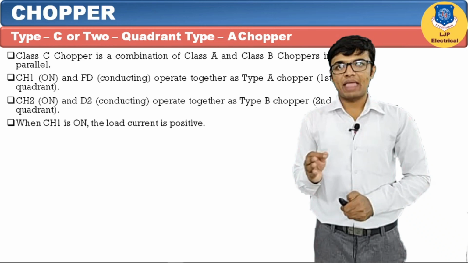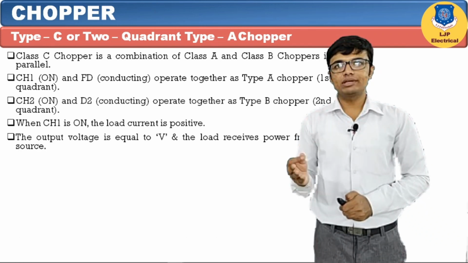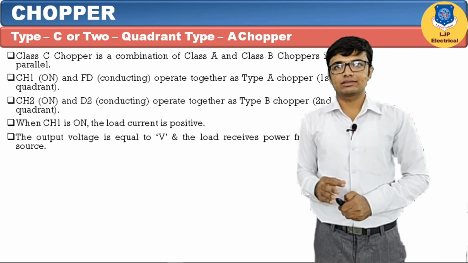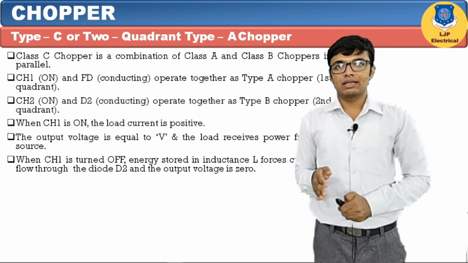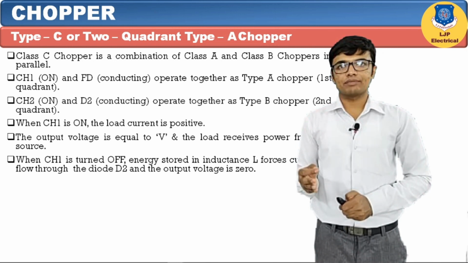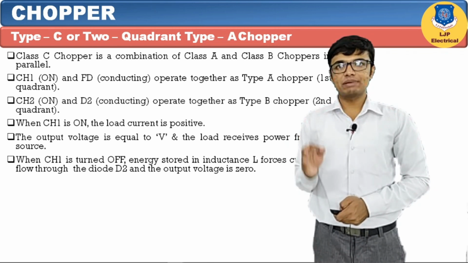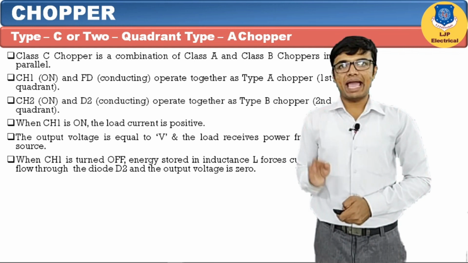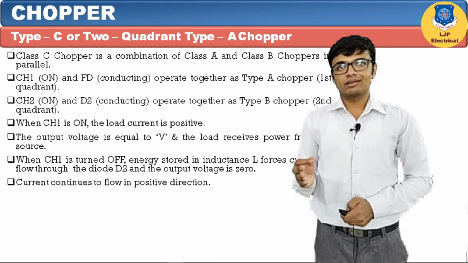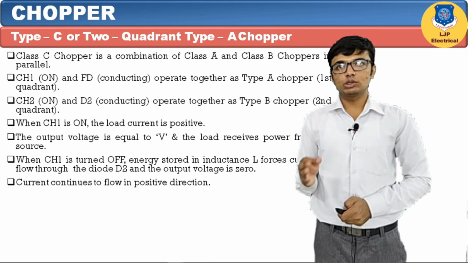When the switch 1 is on, the load current is positive. At that time, the output voltage will be equal to the input voltage and the load receives the power from the source. If we turn off the switch 1, the energy stored in the inductor will flow through the load and it will dissipate. At the same time, the output voltage will be 0 as the freewheeling diode D2 is connected across the load. At the same time, the current will continuously flow in the positive direction.